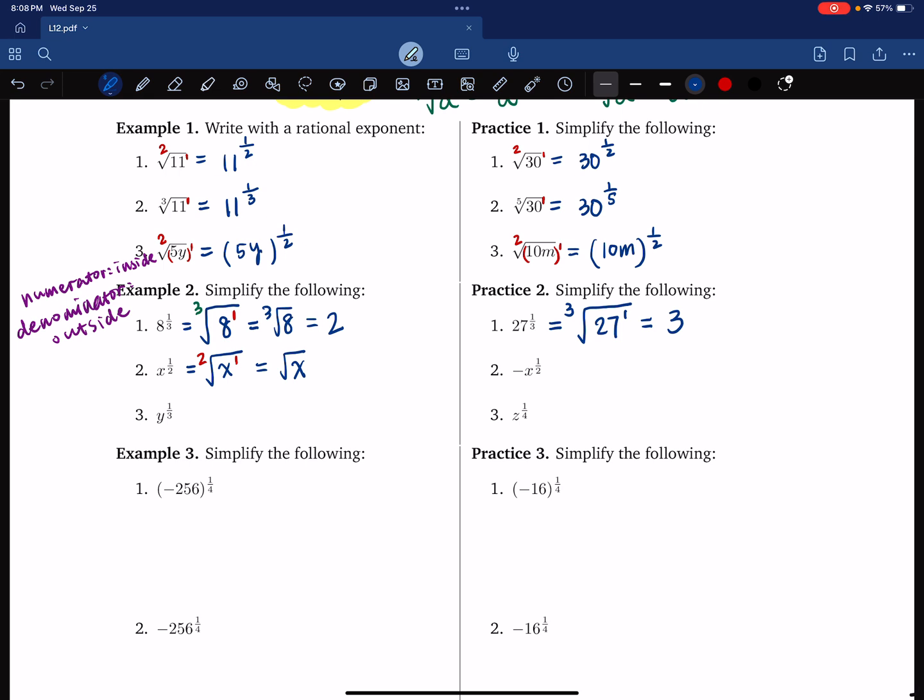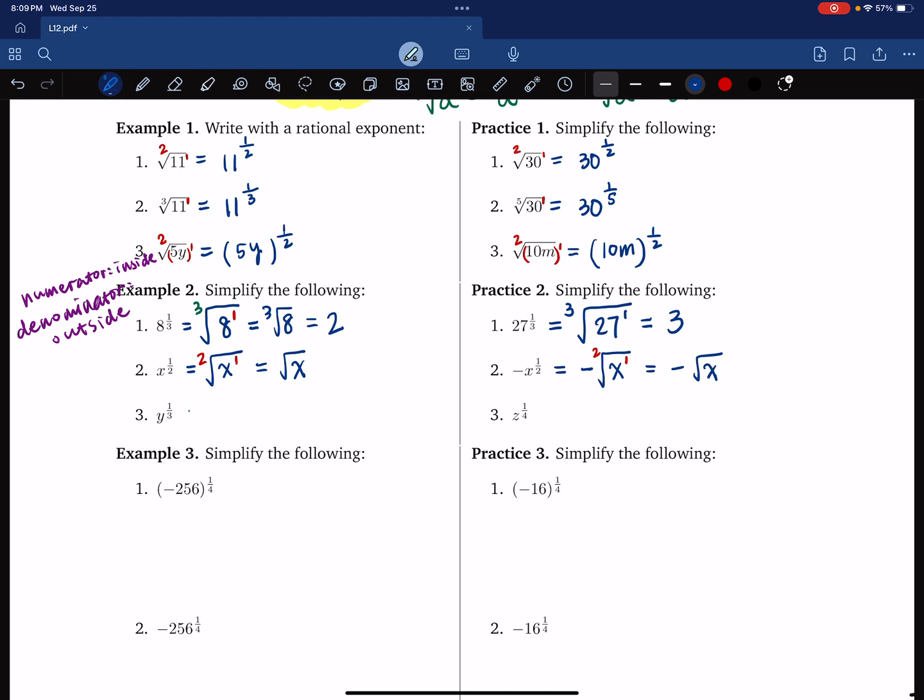We cannot simplify further. On the right-hand side, it's a negative x raised to the power of 1 over 2. Because we don't have parentheses, right? As you can see, there's no parentheses like this. The negative sign is not part of the base. So you're going to leave it alone, write the negative sign. And then we're going to do what we did on the left-hand side. You have your base, which is x, and then you have your radical sign. And then the exponent numerator is 1. Denominator is 2. So this simplifies to negative square root of x.